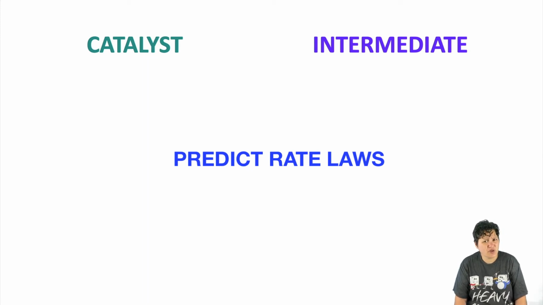Although that's true, we can usually come up with a couple of possible reaction mechanisms for a given reaction, and we can use those reaction mechanisms to determine the possible rate laws for that reaction. In this video, I'm going to show you how to find catalysts and intermediates. We're going to talk about rate laws in the next video.